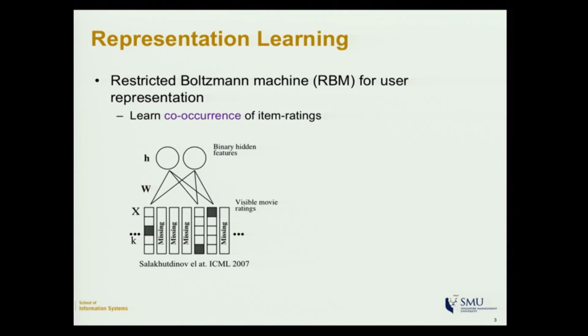The observations at the visible units will be encoded into the hidden layer. What the RBM learns is the concordance of the item ratings. We consider the hidden layer as the user representation, because it captures the observations on the ratings of the users. So it represents the users.